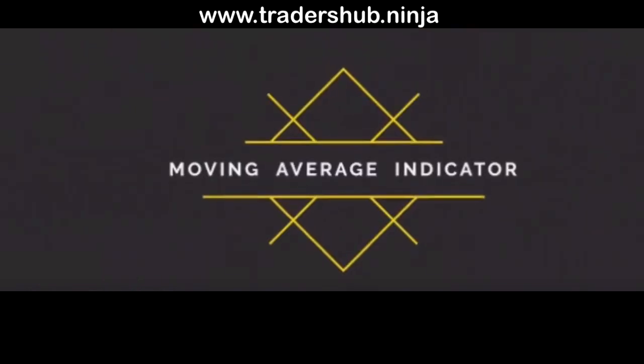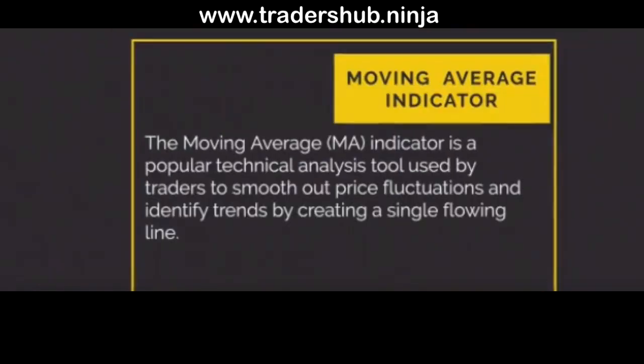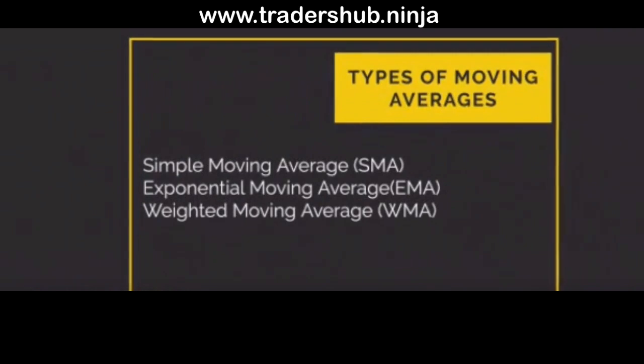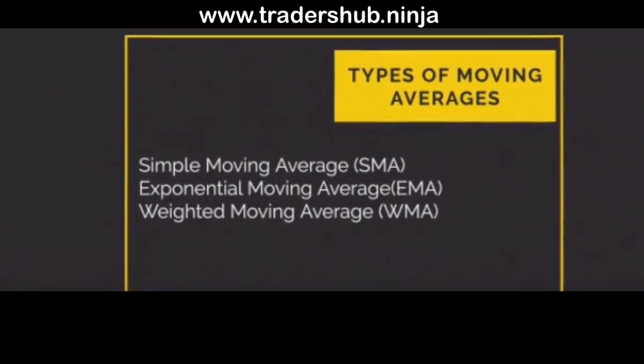Now we are going to learn about the moving average indicator. The moving average indicator is a popular technical analysis tool used by traders to smooth out price fluctuations and identify trends by creating a single flowing line. Types of moving average: simple moving average is called SMA, exponential moving average is called EMA, and weighted moving average is called WMA.